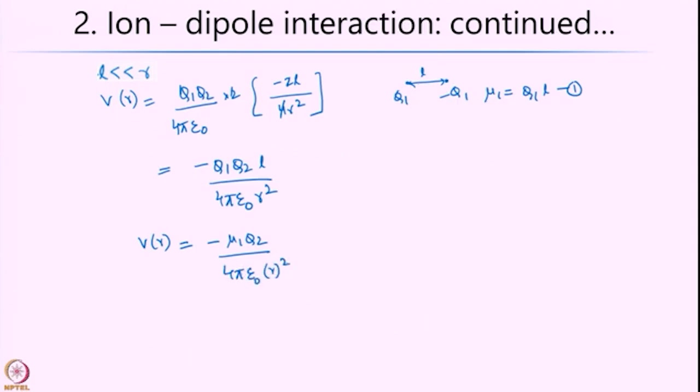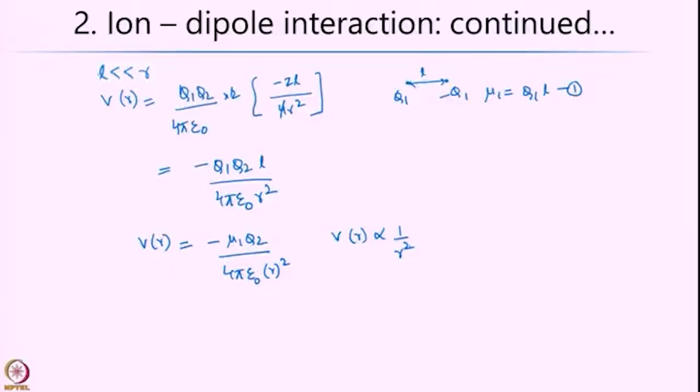So the key thing is that V of R is now proportional to 1 by R square, which states that the interaction between an ion and a dipole now goes as 1 by R square, which has a power higher compared to the interaction between just two ions, or just two point charges. So this would fall down more rapidly compared to the interaction between two ions, all right.